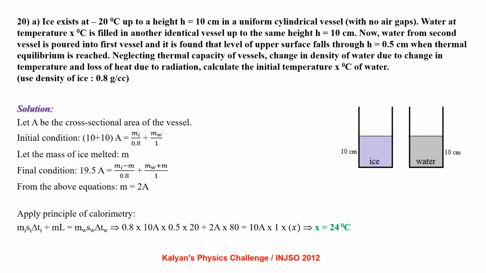Applying principle of calorimetry, m ice s ice delta t ice plus m L equal to m water s water delta t water. Upon substituting the given numerical values, we have x equal to 24 degrees centigrade.